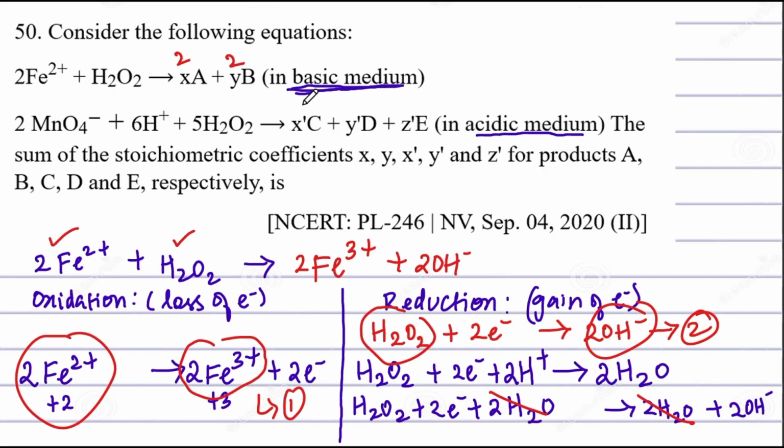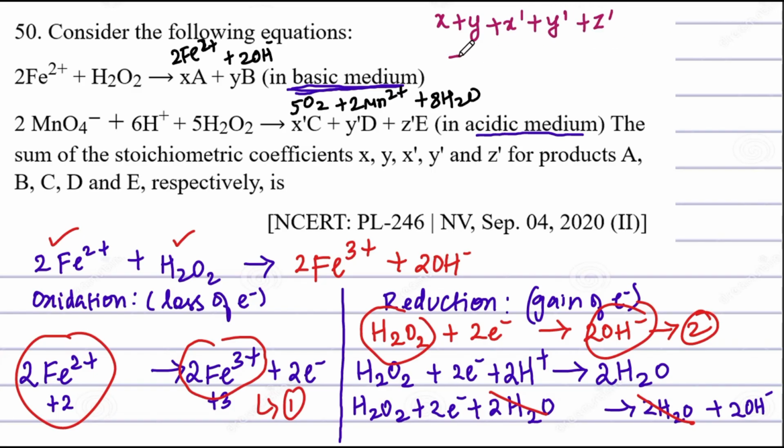So the product is 5O2 plus 2Mn2 plus 8H2O. And for the first equation, the product is 2Fe2 plus 2OH minus. So let us add the coefficients, x plus y plus x dash plus y dash plus z dash.